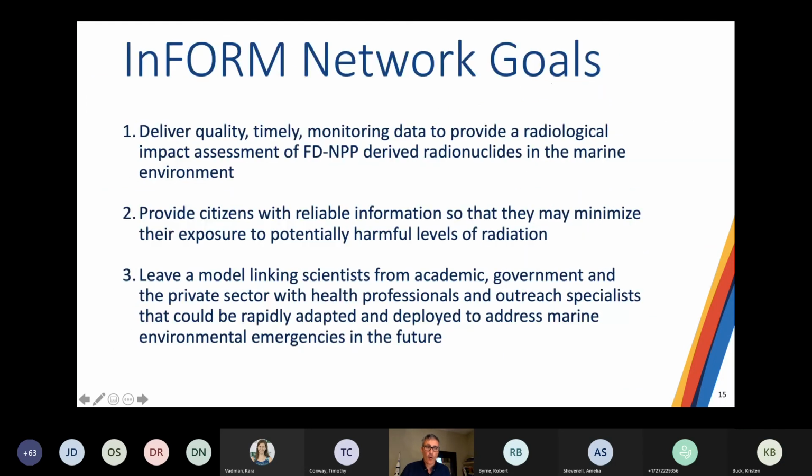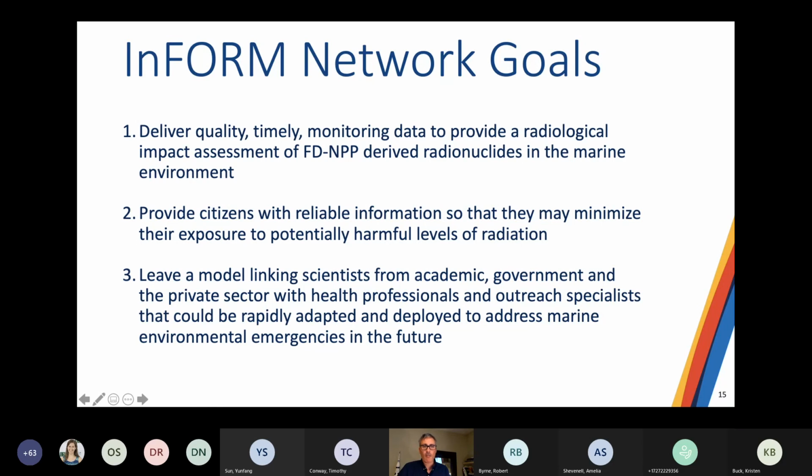So what were our goals? Well, we wanted to deliver quality information to the public so that we could conduct a radiological impact assessment of the disaster for Canadians. We want to get this information as quickly as we could to people so that they can make decisions about their health and their family's health. So before peer review, we wanted to be generating quality information and getting it to the public quickly.